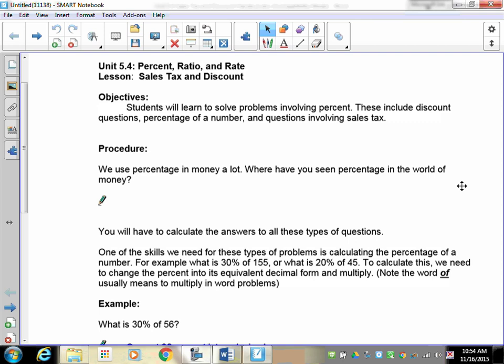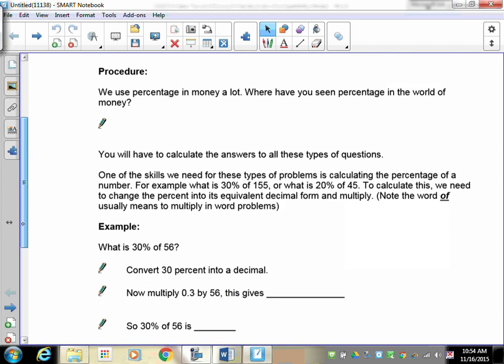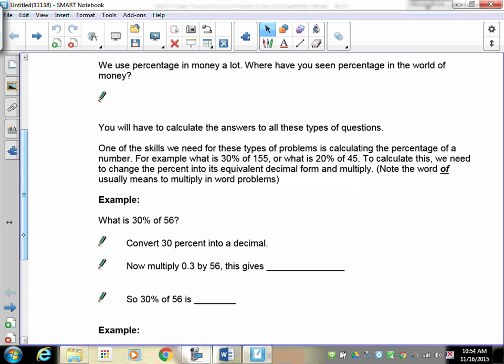So you're going to be given some word problems involving percent. These include discount questions, percentages of a number, and questions involving sales tax. So we use percentage in money a lot. Where have you seen percentage in the world of money? Well, again, I just gave you all the answers to that, but we'll write them down anyway.